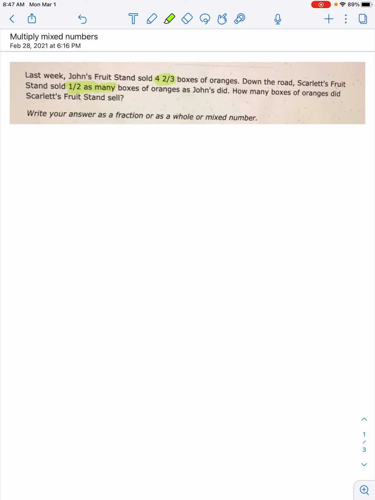And what does that mean, half as many? It means half of 4 2/3. Okay, and we should know that when we take part of a number, a fraction of a number, a percent of a number, we are actually going to multiply. So we can change this to 1/2 times 4 2/3. Okay, it might look a little daunting.